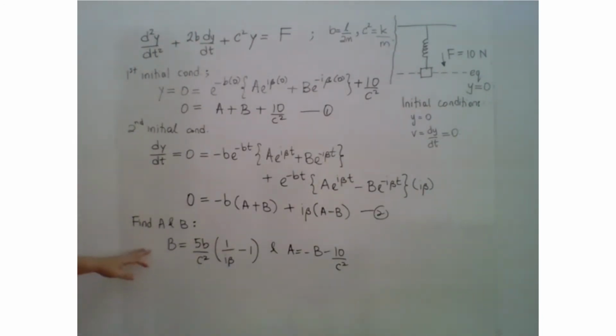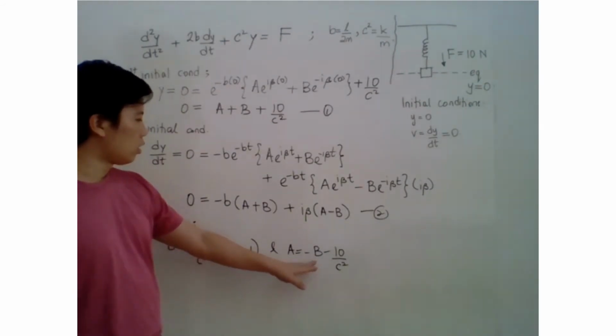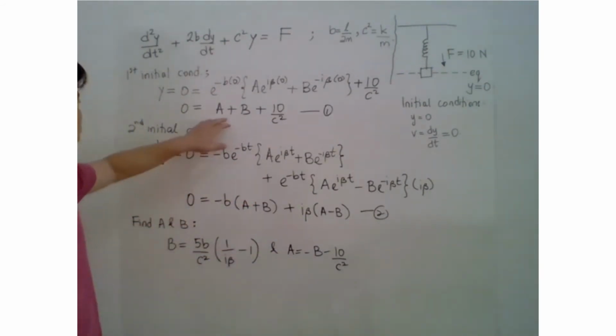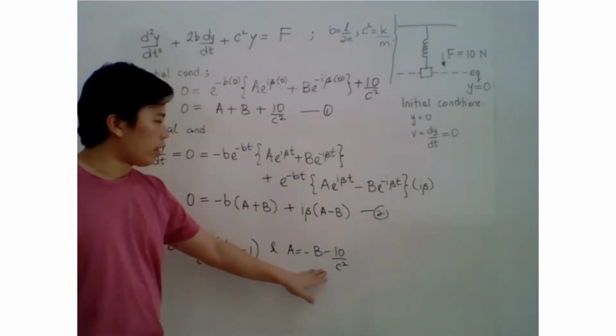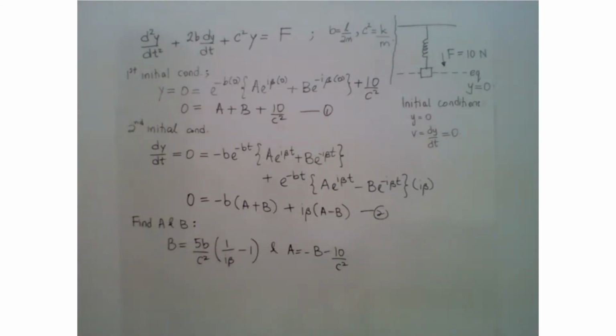And what I got is b equals 5b over c squared in brackets 1 over i beta minus 1. Once I have b, I just have to replace it into this equation, which I got from here, and then I will get my a.